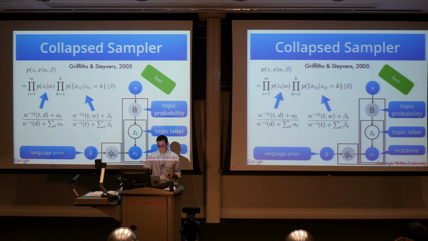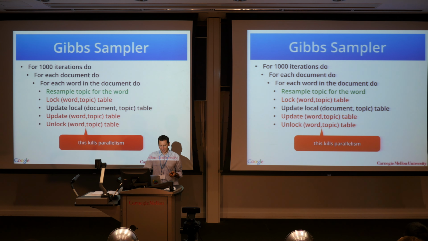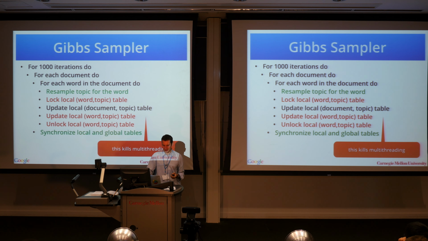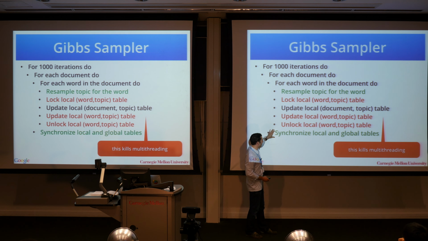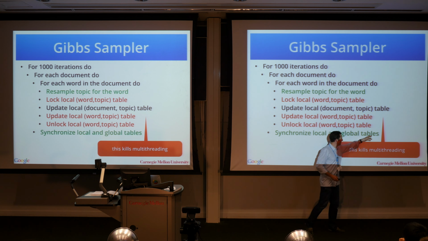Sorry for going maybe 2-3 more minutes over time. But basically, here's the naive way of doing things. You just do 1,000 Gibbs sampling iterations, then you go through each document, then you go through each word in each document. You resample the topic for the word, you lock the topic-word table, you update the local table, you update the global table, and then you unlock. And this is really bad because most of the time, most of the cores will be waiting for somebody. So this kills parallelism. Now, how can we make things more efficient? We basically decouple the global machines and we just synchronize in the background.